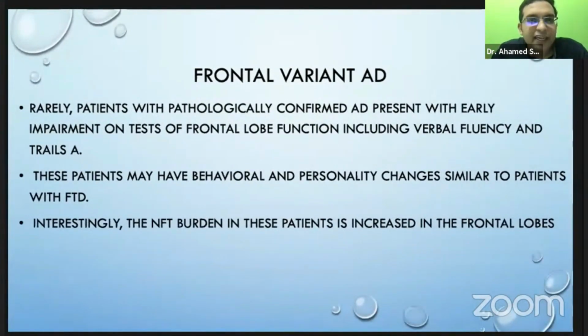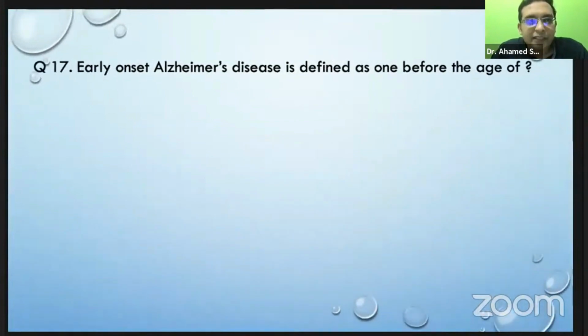So that is regarding the atypical variants. We were discussing previously the genetics of AD, in which we said that in early onset Alzheimer's disease, the most common cause was actually presenilin 1, which is present on chromosome 1.